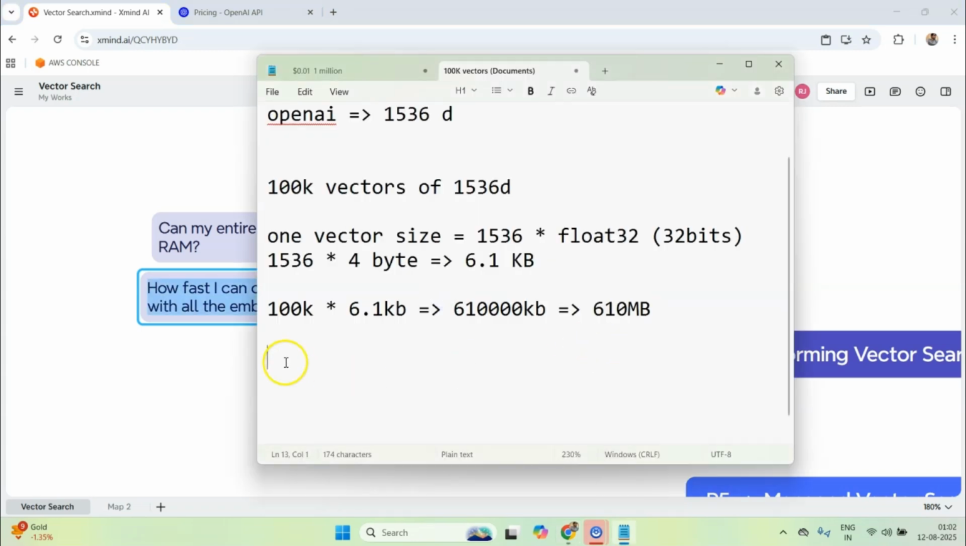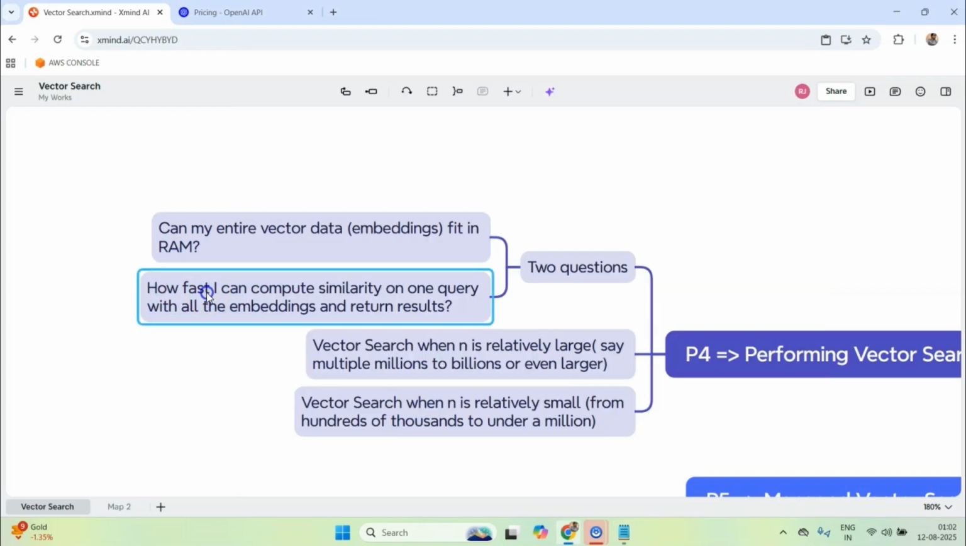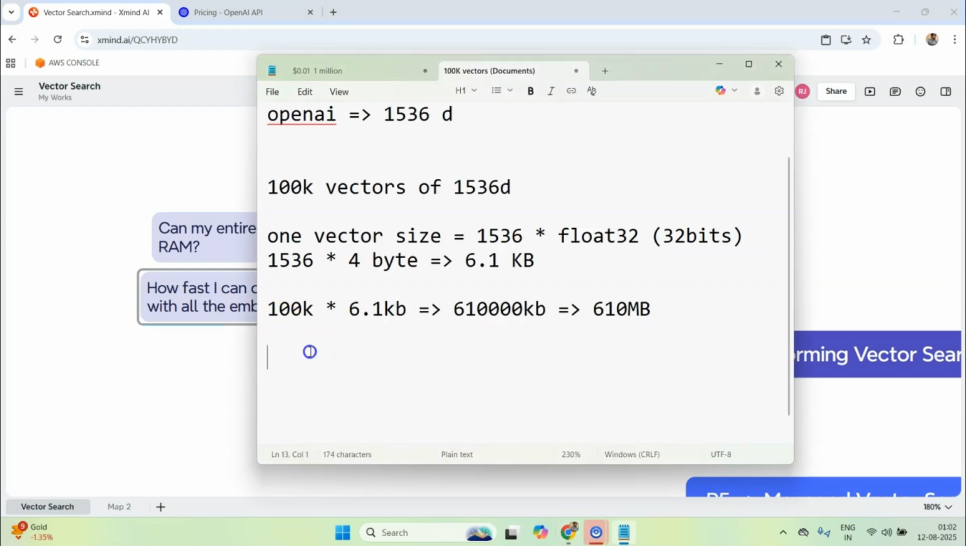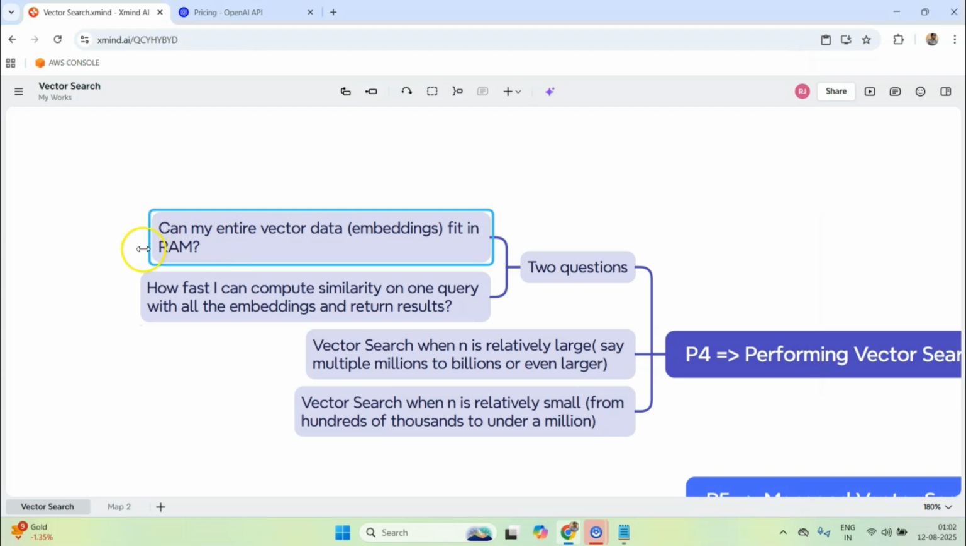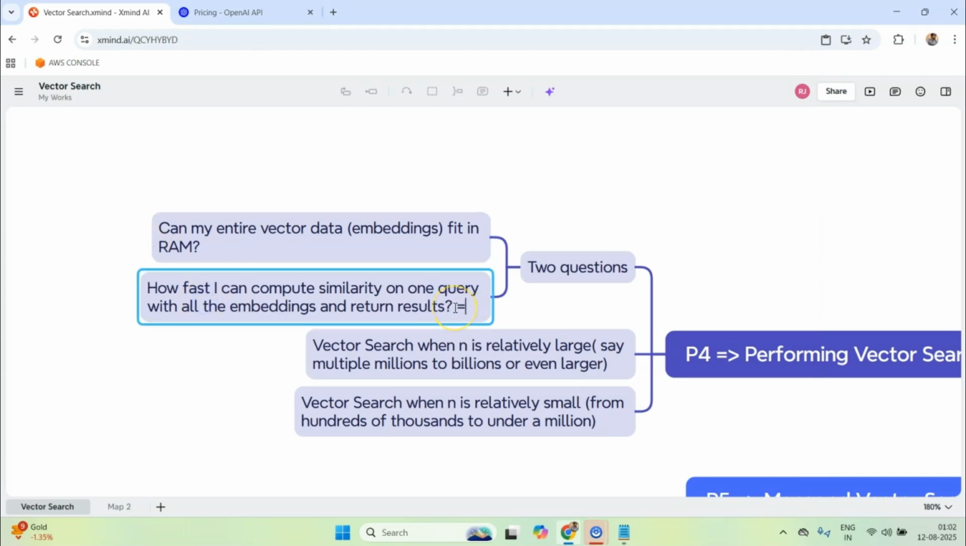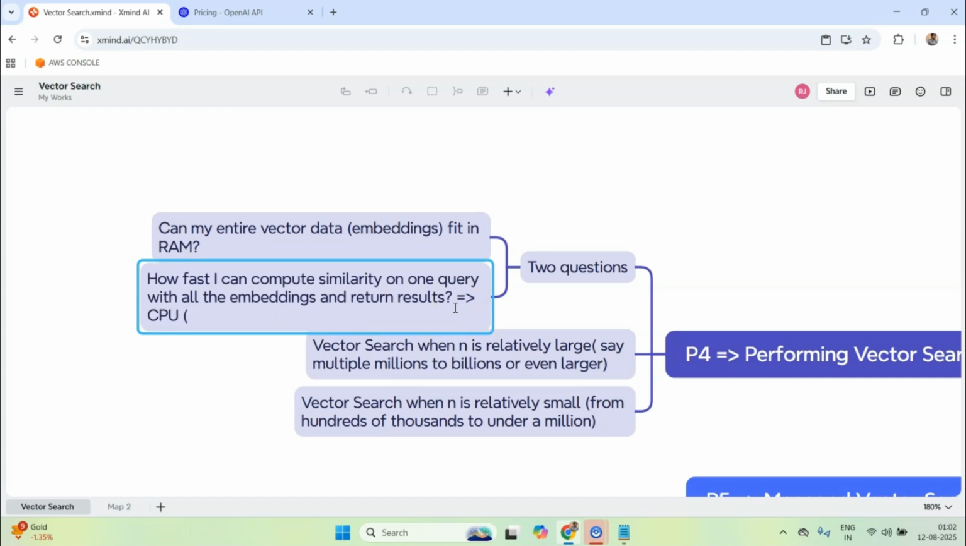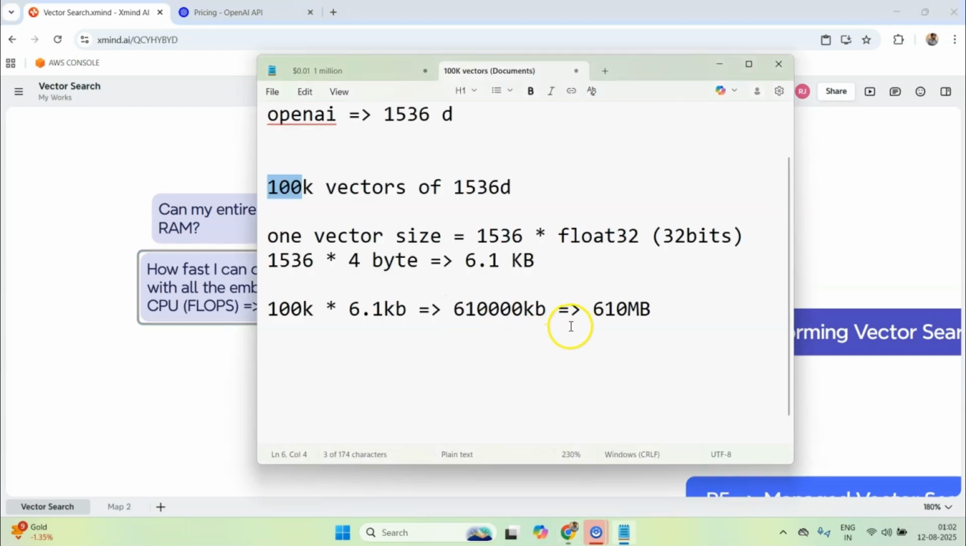So how can I answer this question about speed? Now what do we mean by doing this calculation fast? First of all, the storage was dependent upon RAM, right? And this speed is dependent upon the CPU, right? In machine learning and deep learning terminology, there is this thing called FLOPS, and FLOPS means floating point operations per second. So I need to compute.